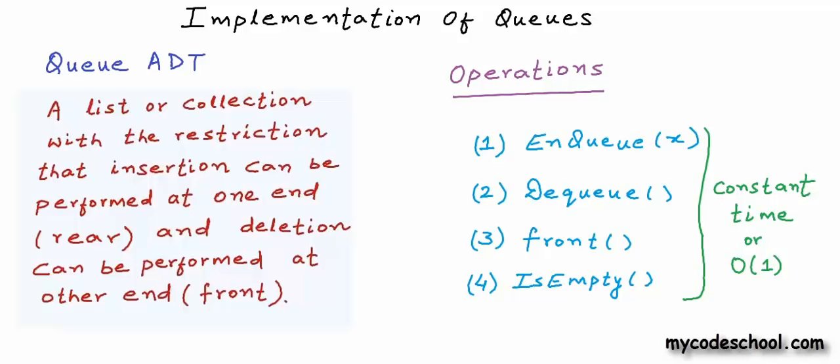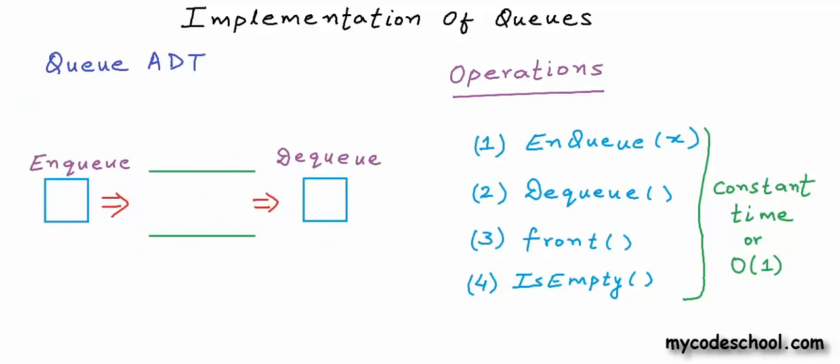I will do a quick recap of what we have discussed so far. A queue is a list or collection with this restriction, with this constraint that insertion can be performed at one end that we call rear of queue or tail of queue, and deletion can be performed at other end that we call the front of queue or the head of queue. An insertion in queue is called enqueue operation. A deletion is called dequeue operation.